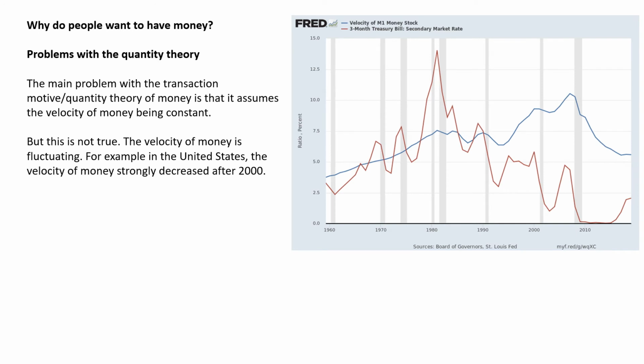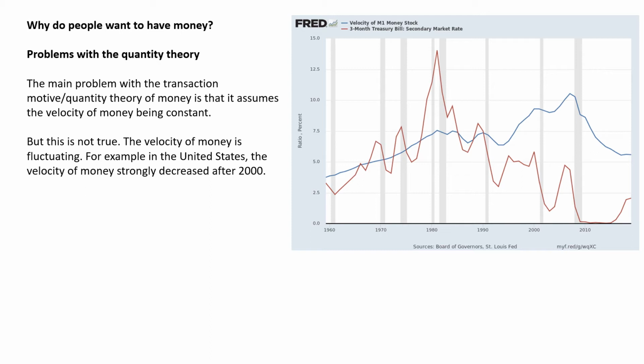Look at this graph, for example, which is from the Federal Reserve, that is, this data is for the United States. Now the blue line depicts the velocity of money, and as you can see, this is by far not constant. Up to roughly 2008, you see an increase in the velocity of money, but after that it starts to decline.